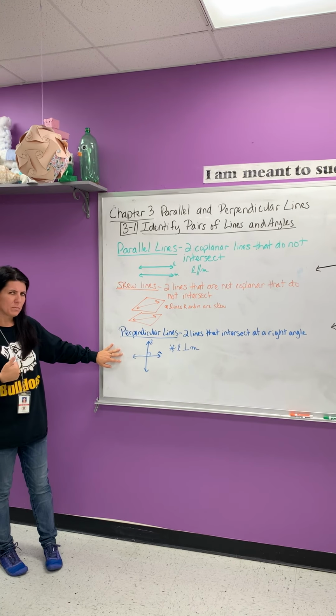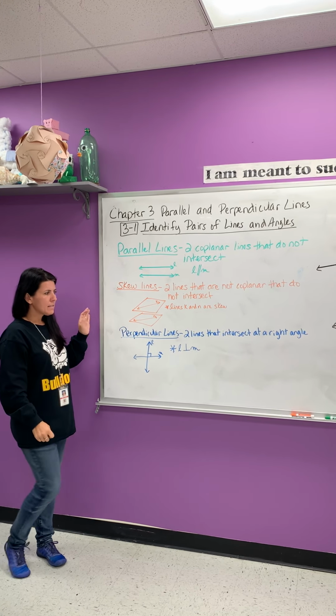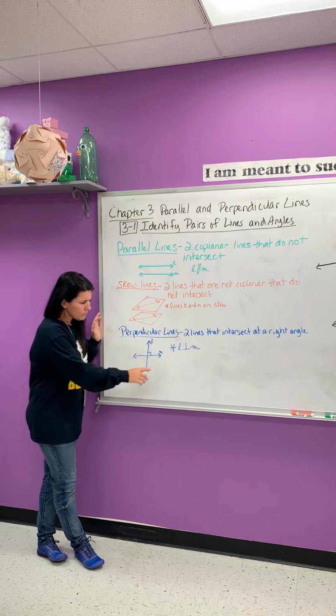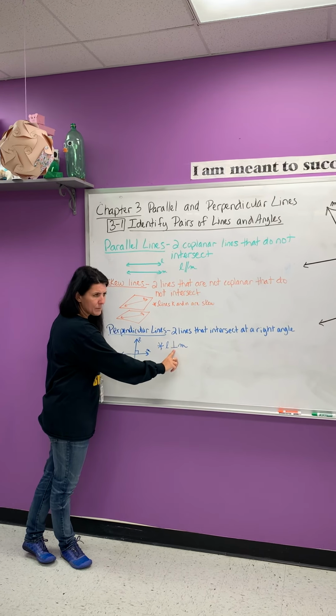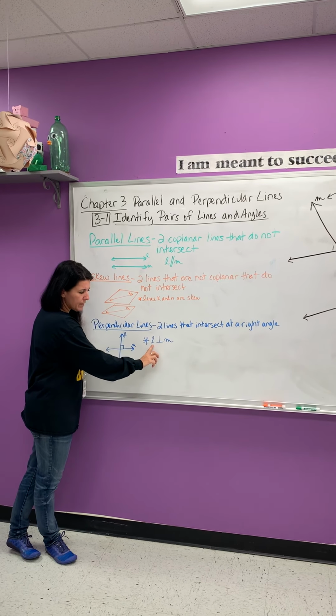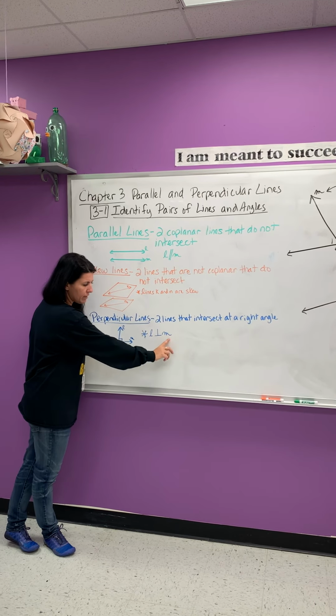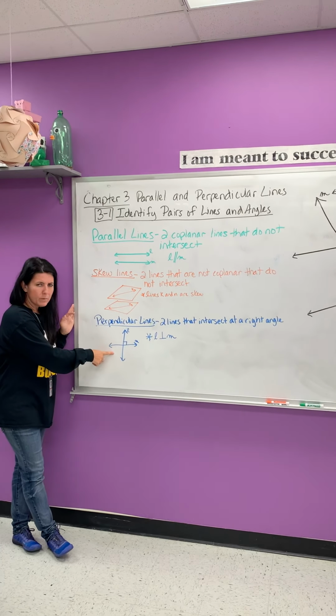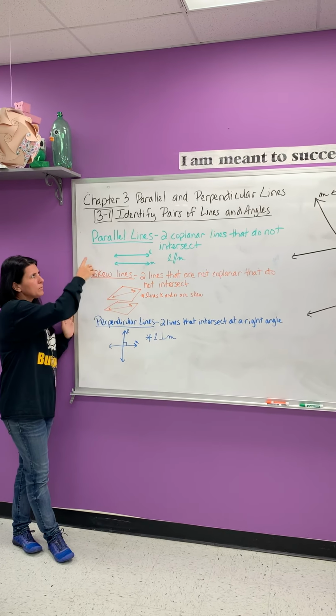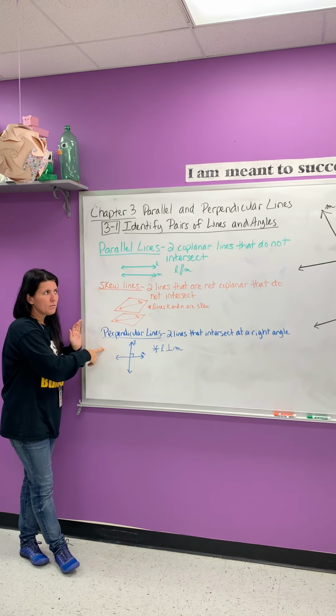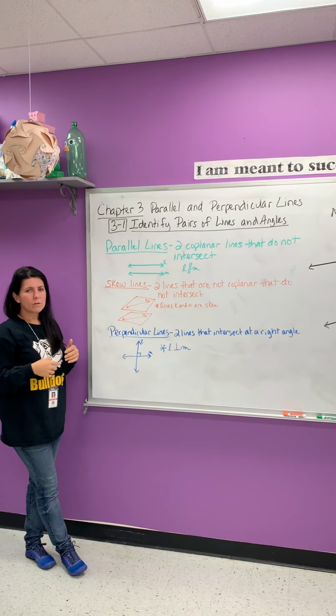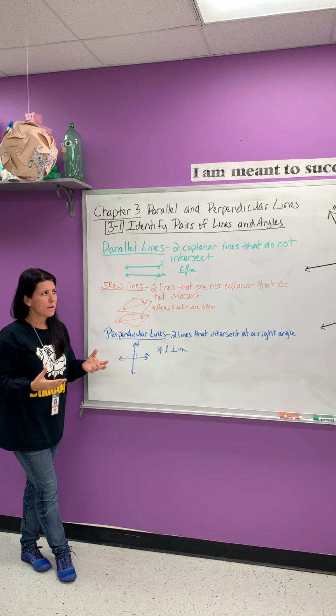Perpendicular lines, that should be reviewed also. There are two lines that intersect at a right angle. The symbol for that is an upside down T. So this reads as line L is perpendicular to line M, which is what we see in the picture. Skew is new, parallel and perpendicular should be reviewed to you. These are going to be important because those are building blocks for chapter 3.